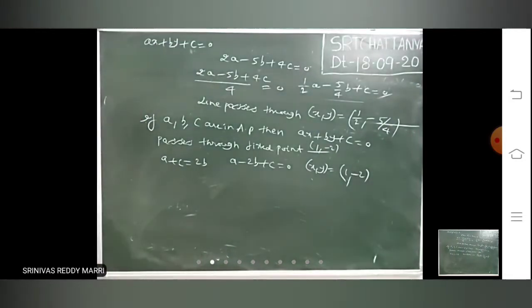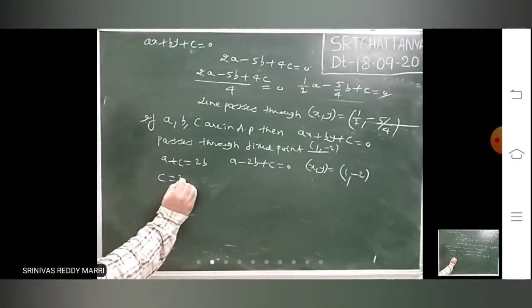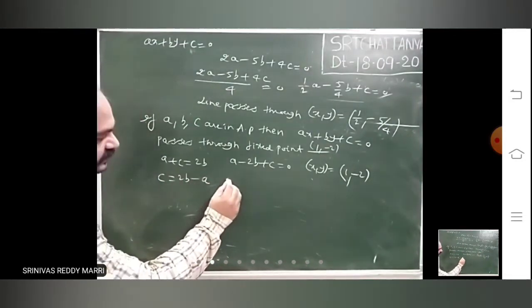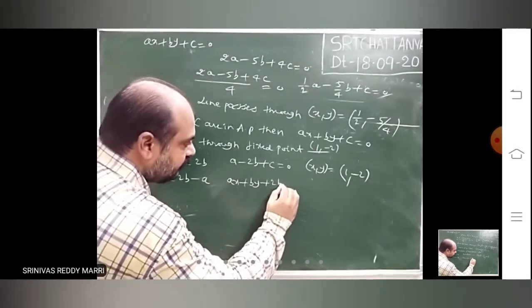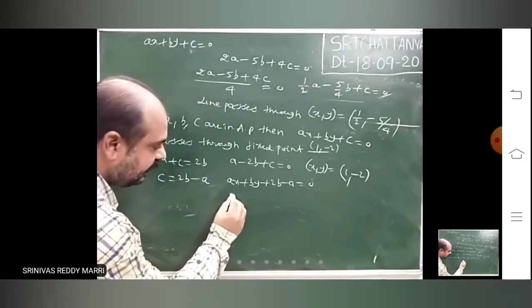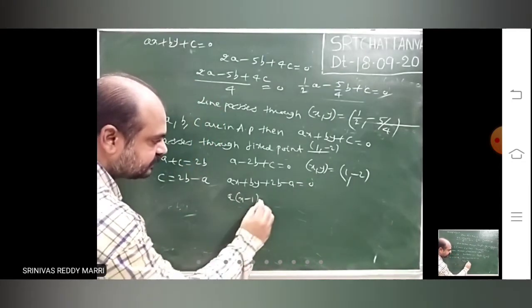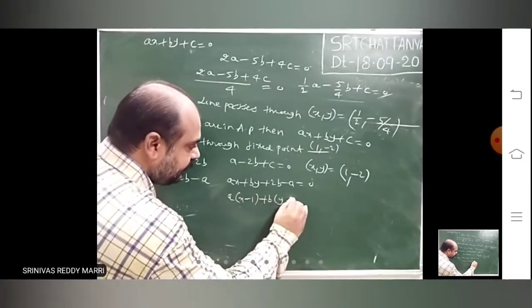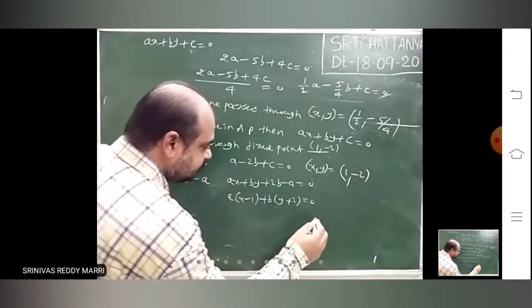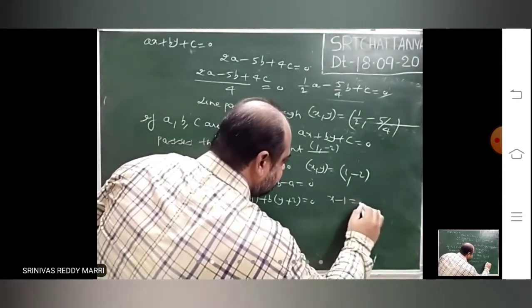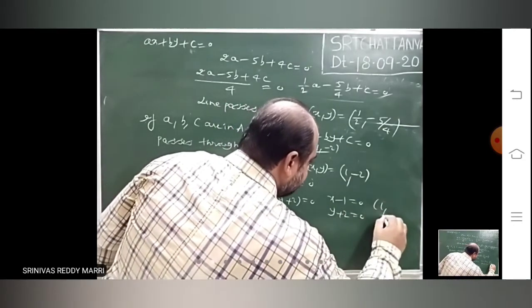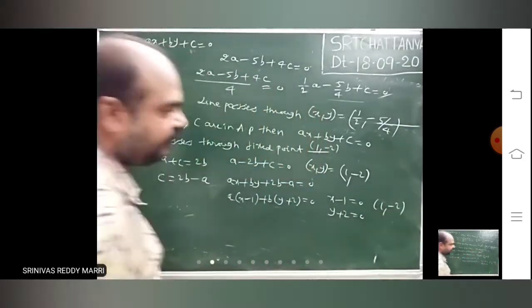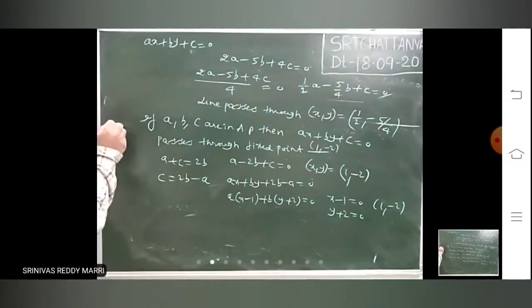Or if you want to do it by another method, C equal to 2B minus A, so AX plus BY plus C becomes 2B minus A into x minus 1 plus B into y plus 2 equal to 0. So it passes through the intersection point of L1 equal to 0 and L2 equal to 0. This is that point. Like that also you can do.